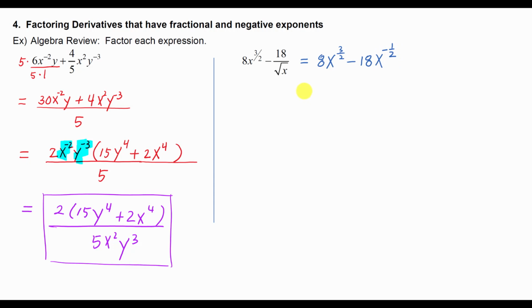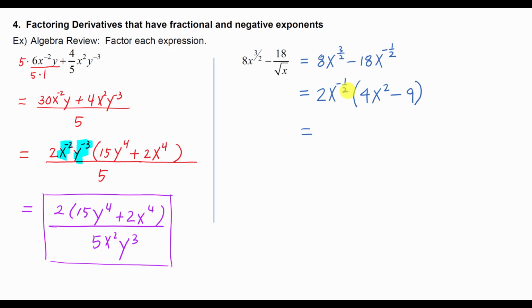So this is equal to, between 8 and 18, common factor is 2. X to the 3/2 power and negative 1/2 power, you choose the lower power, which is x to the negative 1/2 power. Then the factor inside should be 2 times 4 equals 8. X to the negative 1/2 plus x to the what power? Negative 1/2 plus what halves gives me 3/2? That will be 4 halves, and 4 halves is just power 2. Minus 2 times 9 is 18. And the whole x to the negative 1/2 is out.